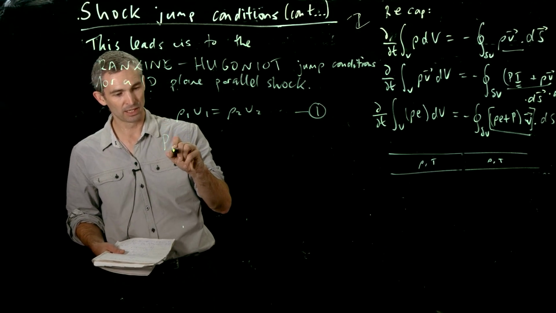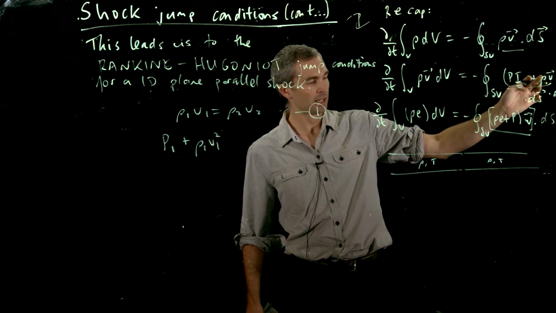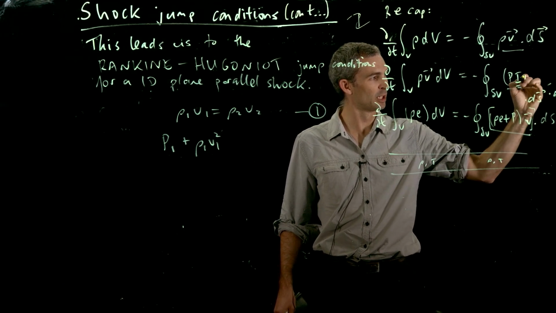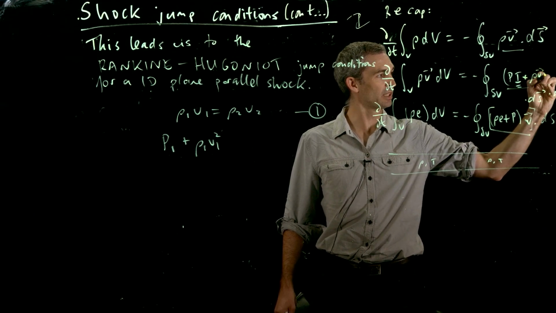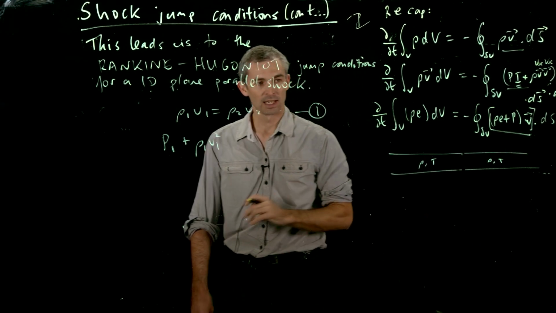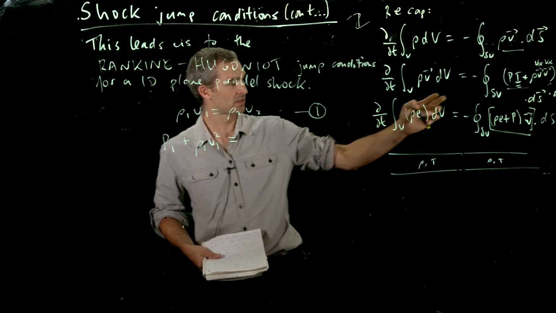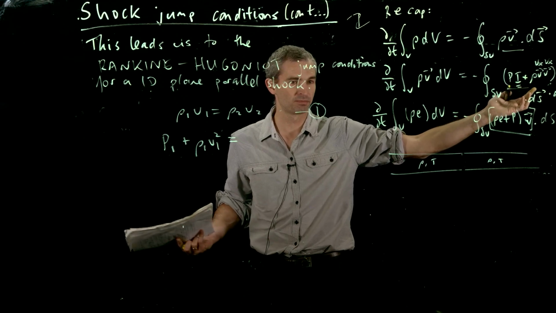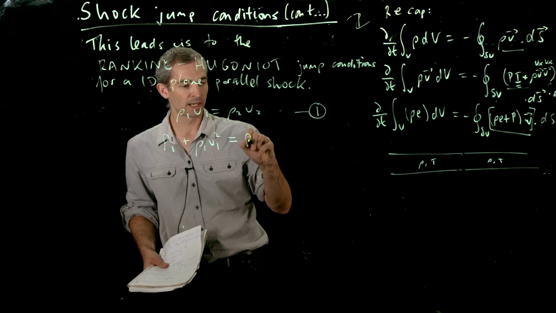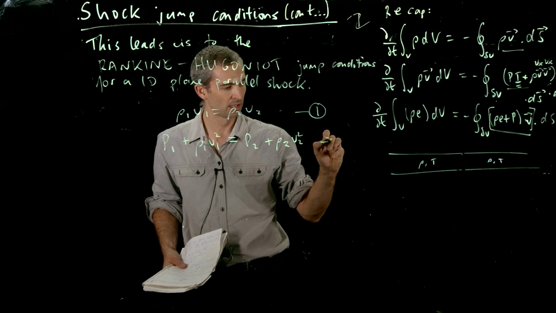We have P1 plus rho 1 v1 squared. This is a v1 squared because we're in one dimension. This should be a rho; you can't really see it because I haven't written it on the board properly, but this is a rho vv here. But we're in one dimension, so the only thing we have is a vx and a vx, so that's just a vx squared, effectively. And again, this unit matrix just gives us xx. So that's why we just get a pressure plus rho 1 v1 squared. The right-hand side is the same flux of momentum, P2 plus rho 2 v2 squared, and that's equation 2.